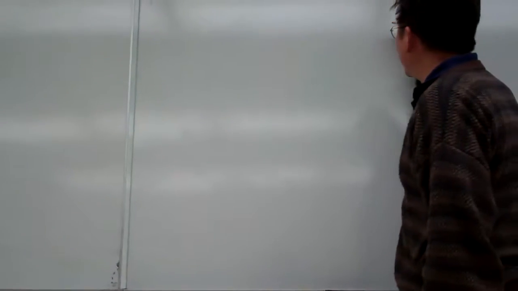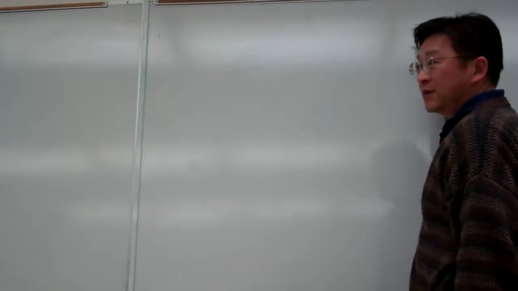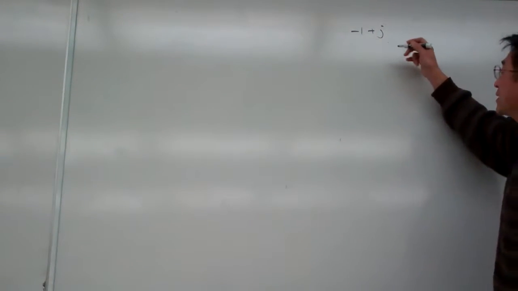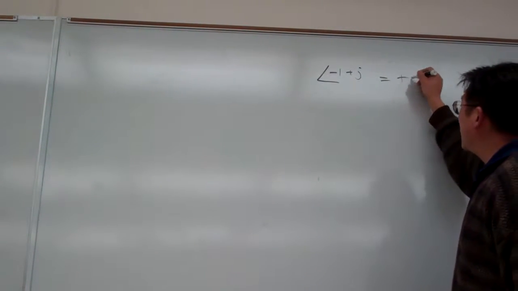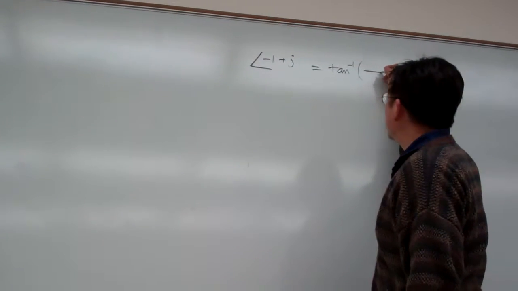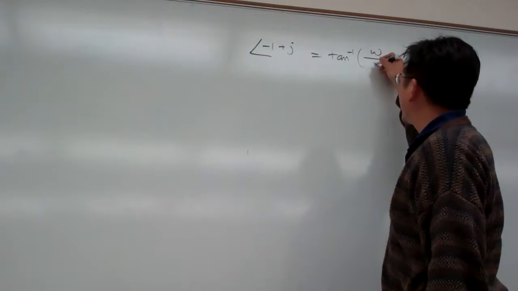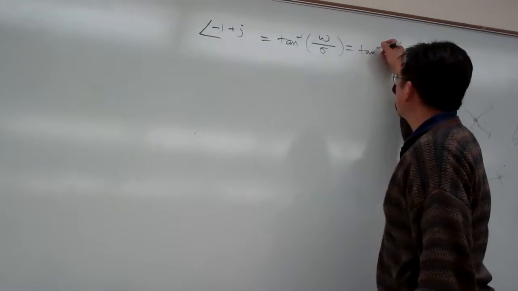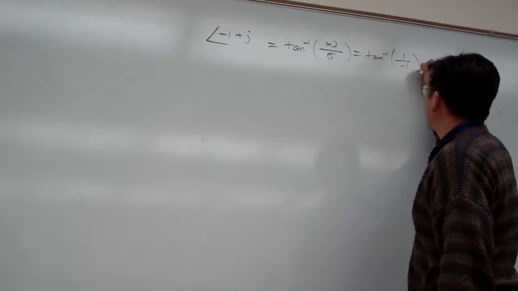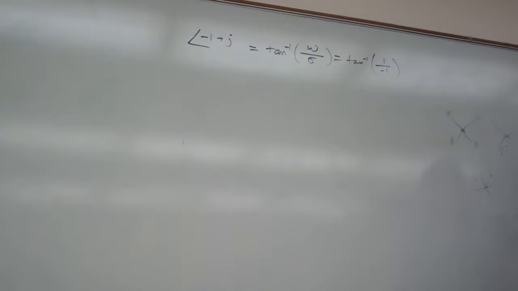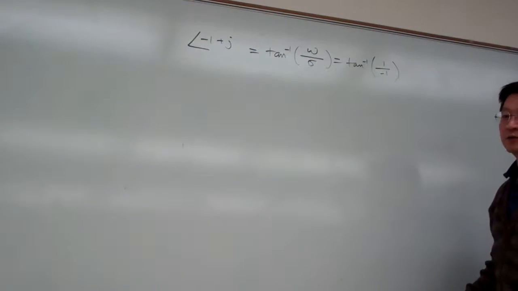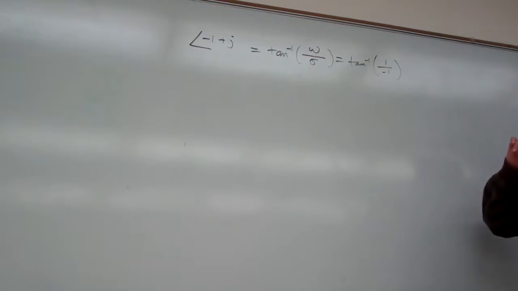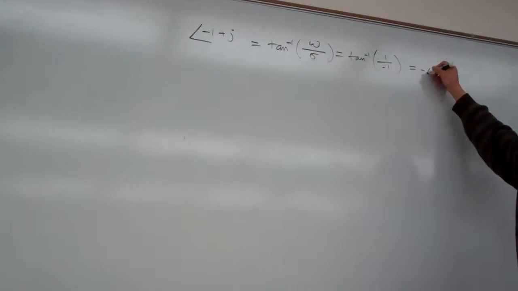Let me make one example, say -1 plus j. If you want to calculate its phase, what you usually do, from what we did, is take the imaginary part divided by the real part, which means it's arctangent of 1 divided by -1, right? Whatever the number is, you punch your calculator or use MATLAB, and that will give you -45 degrees.